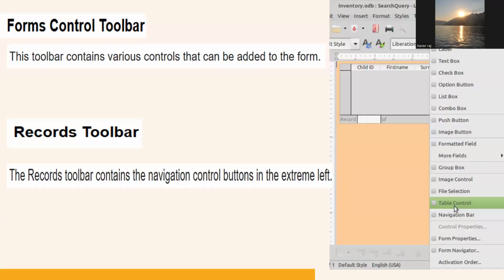Now, after creating the form, we want to control the toolbar. The toolbar contains various controls that can be added to the form. Then the record toolbar. The record toolbar contains the navigation controls like arrow keys, next, previous, and go to the end. So with those toolbars, you can control the records. The form control toolbar contains the controls that can be added to the form. Then the record toolbar has the navigation control buttons that are present at the extreme left side of the screen.